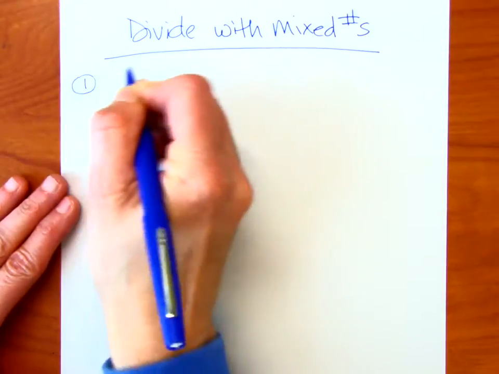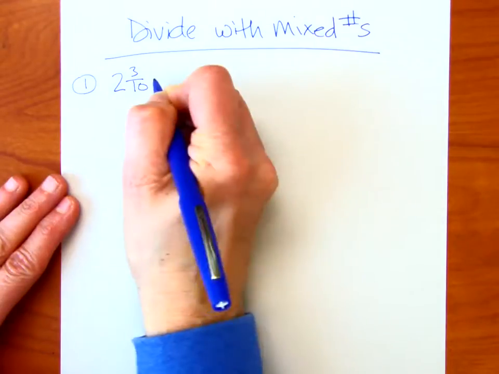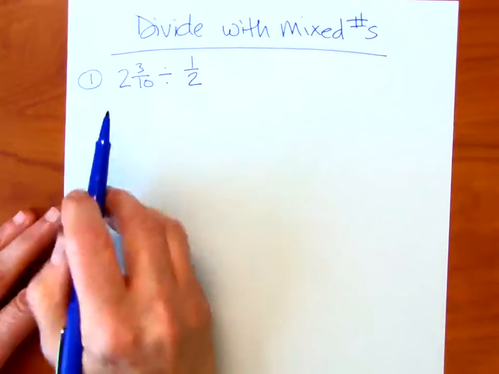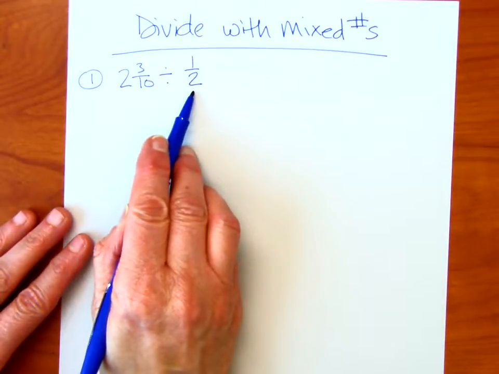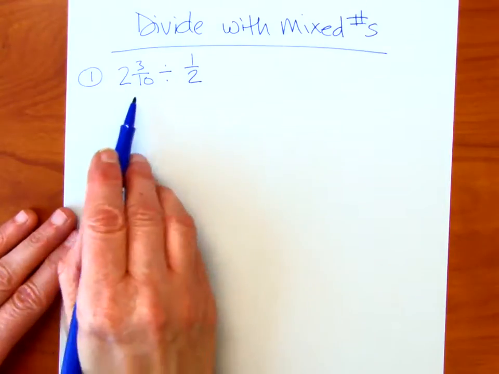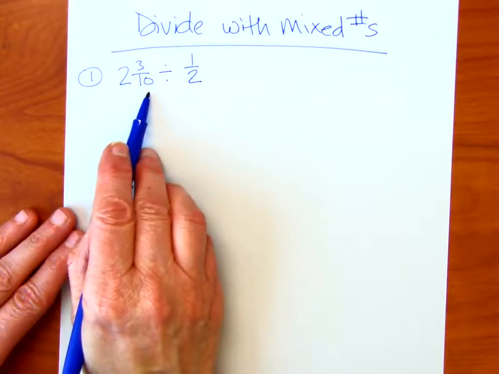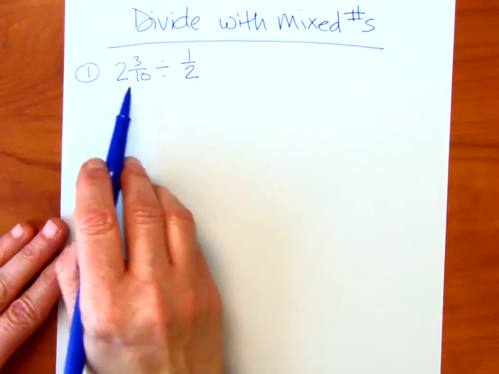Okay, so our first one, let's say we have 2 3/10, and we're going to divide that by 1/2. So notice that this first is a mixed number, and then the second is just a proper fraction. Just like in multiplication, when we were multiplying with mixed numbers, we want to first convert that to an improper fraction and then do what we need to do to finish the problem. So we're going to do the same thing.